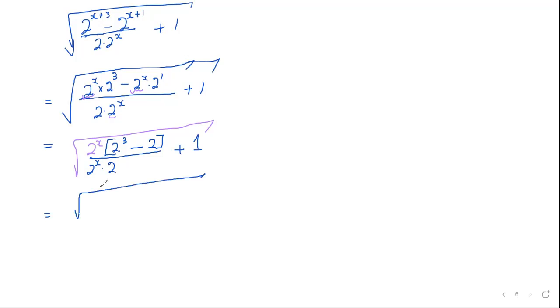That is equal to that. I hope you realize that this 2^x cancels with that 2^x there. 2 to the power 3 is 8, minus 2, over 2, plus a 1. 8 minus 2 is 6 over 2, plus a 1. 6 over 2 is a 3. Square root of 4 is plus or minus 2 there.